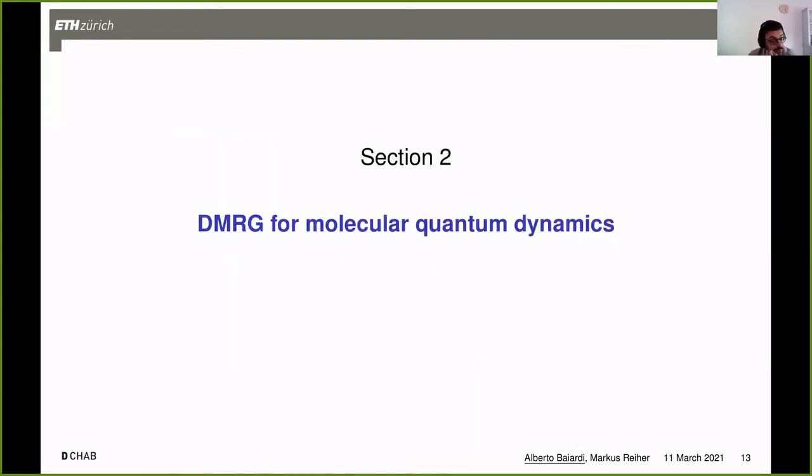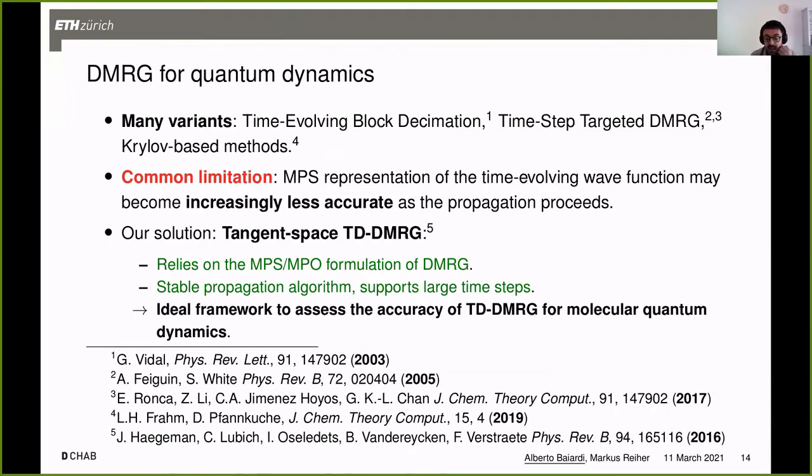And now let's move to the main core of the presentation and apply the DMRG to molecular quantum dynamics. Of course, time-dependent DMRG, applying DMRG to time-dependent processes, has been basically a field of research for more than 20 years, and there are many variants that can extend DMRG to the time domain. The common limitation of any DMRG variant is that the MPS representation becomes less and less accurate as the propagation evolves, and so capturing long-time effects may be challenging.